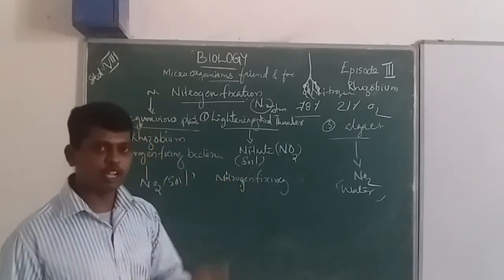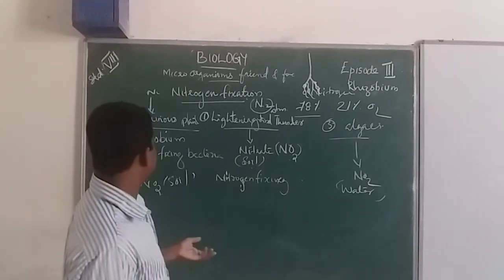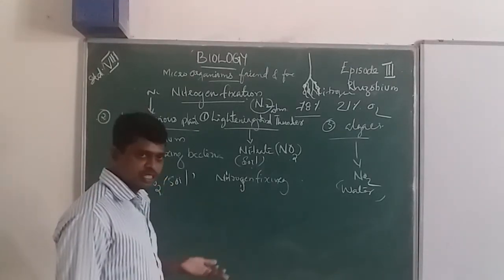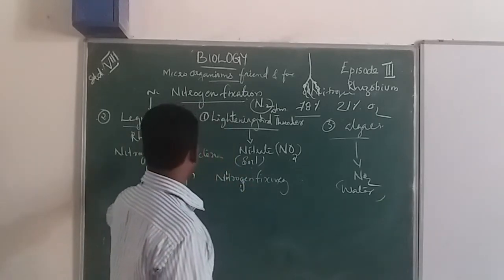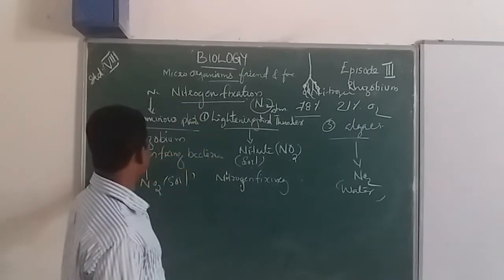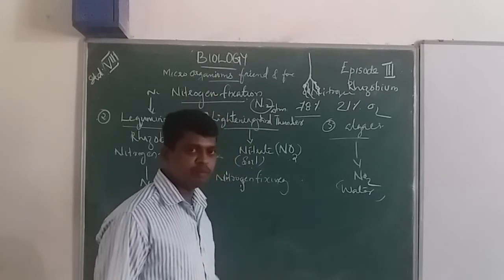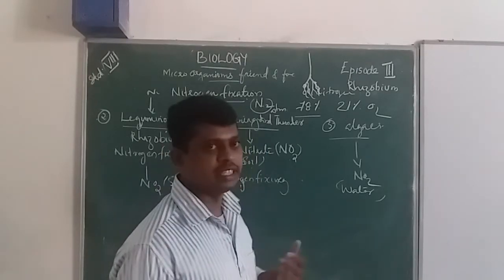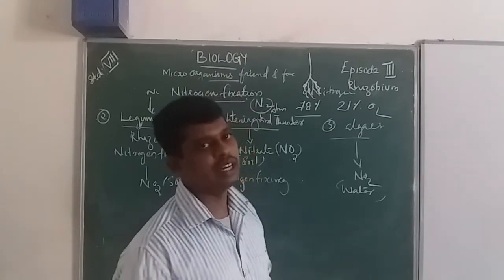With the help of leguminous plants like pea plants, yes, they have root nodules. The root nodules contain bacteria. The bacteria's name is rhizobium. Rhizobium is a nitrogen fixing bacteria. This bacteria, rhizobium, can convert atmospheric nitrogen to soil nitrate.